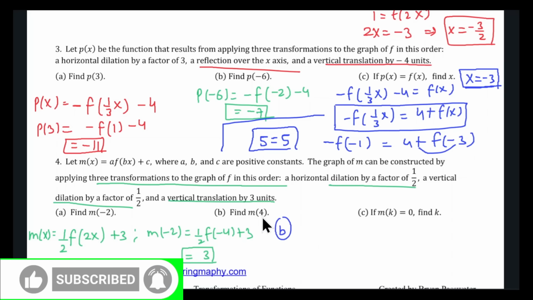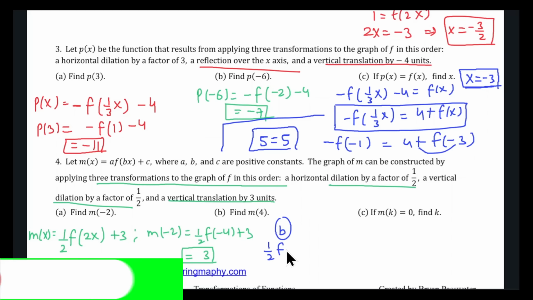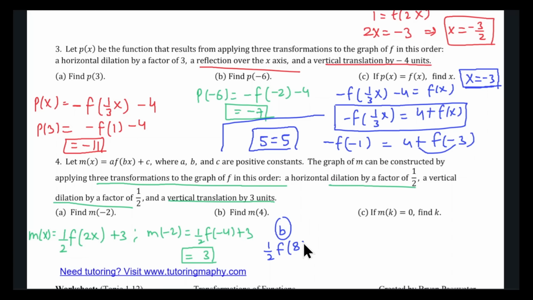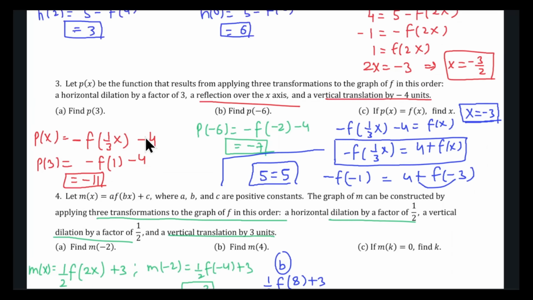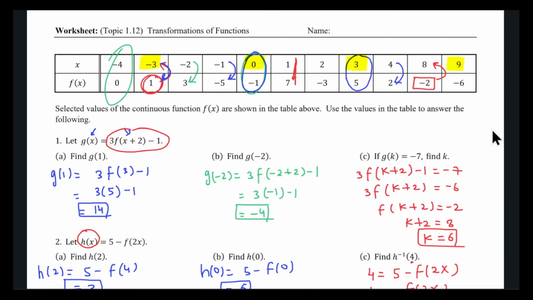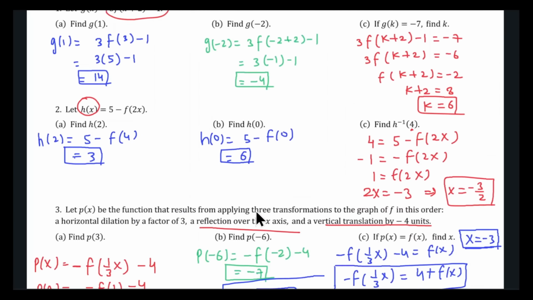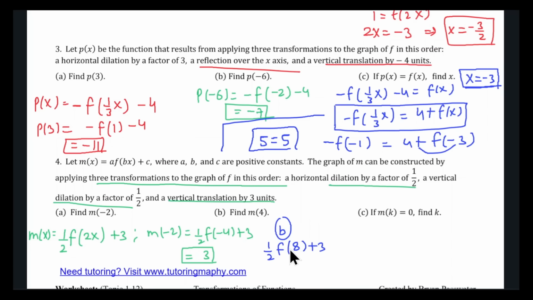Then for B, m of 4, I'm going to replace x everywhere by 4. So 1/2 of f of 2 times 4, which is 8, plus 3. What is f of 8, guys? f of 8 is, there you go, -2. So I'm going to replace that by -2. -2 over 2 is -1, and -1 plus 3 is 4.